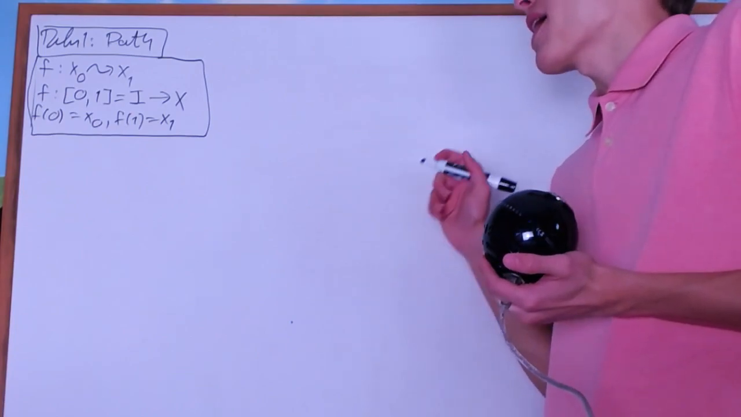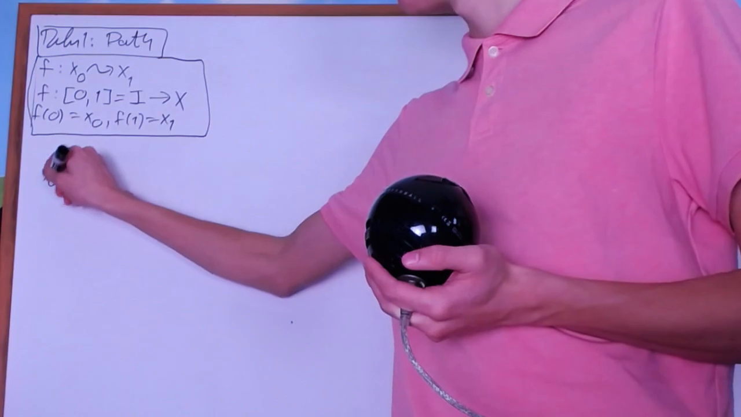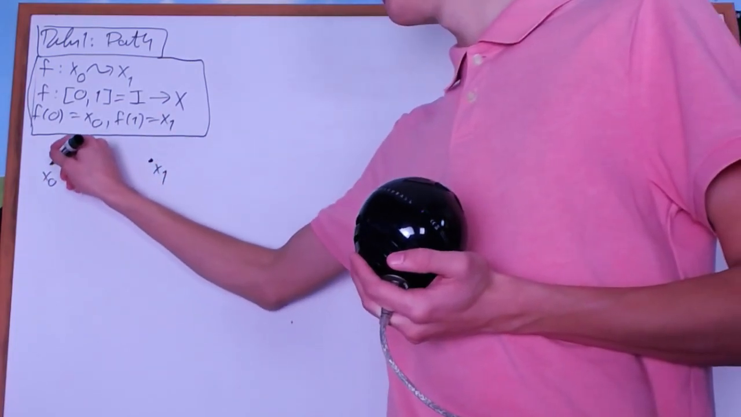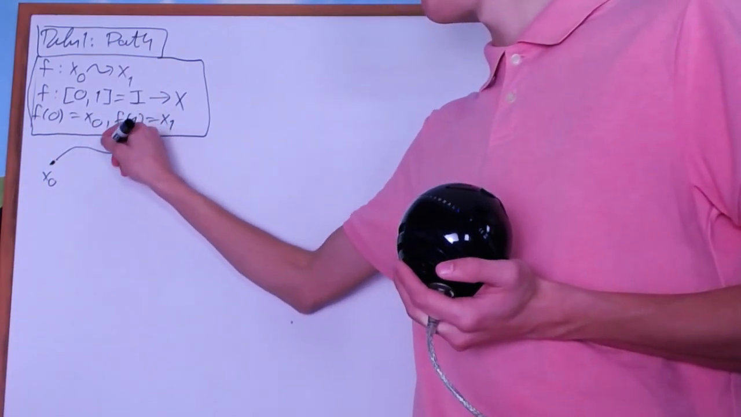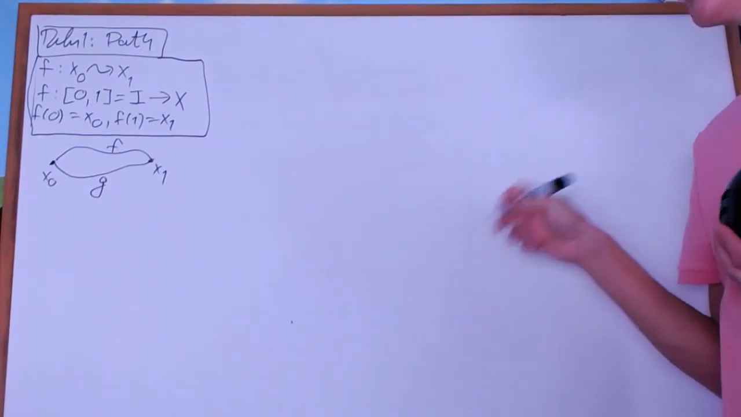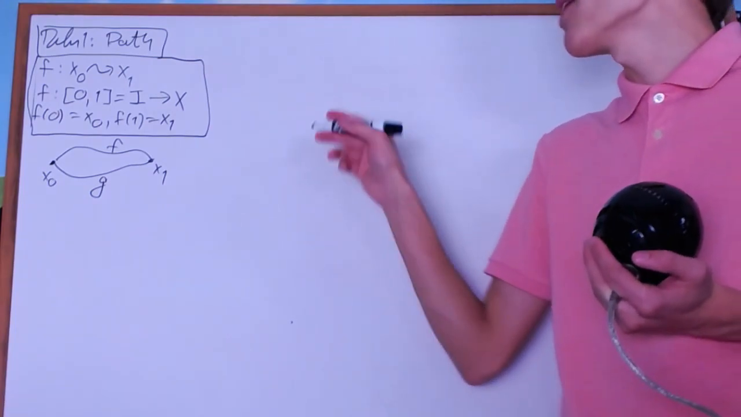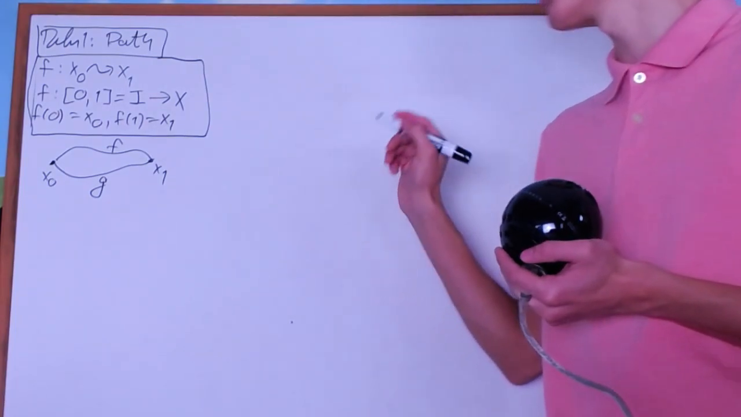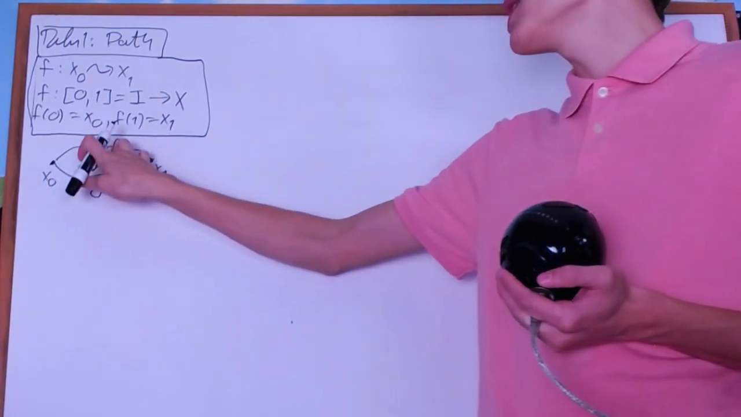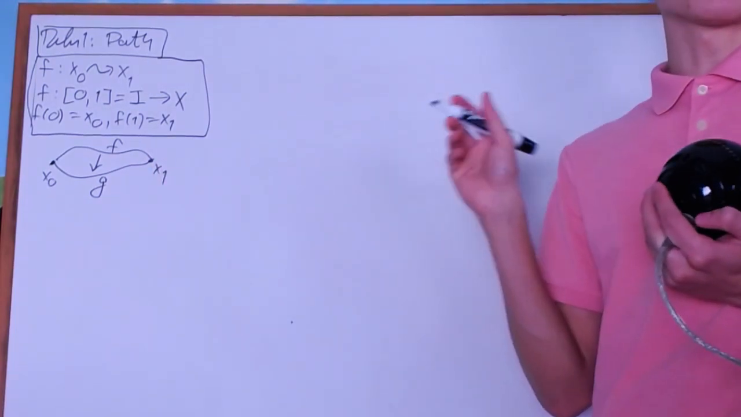Alright, now what is path homotopy? Well, let's go ahead and pick two endpoints, say x0 and x1. Then we will have two paths between them, say f and g. What is a path homotopy between f and g? Well, a path homotopy will be a continuous transformation between them. So this one will continuously morph over time into g while preserving the endpoints.